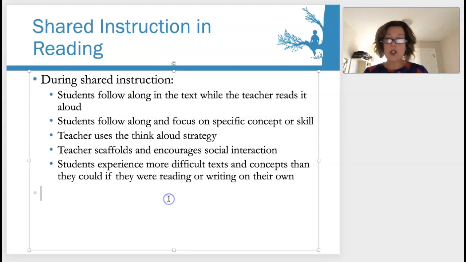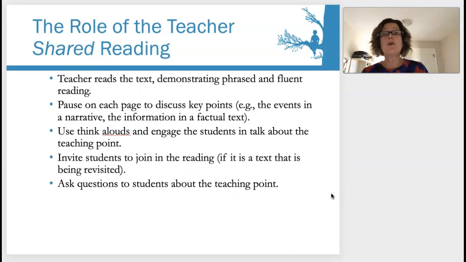Okay, there we go. The role of the teacher during the shared reading time. So this is, again, the teacher reads the text, demonstrating phrased and fluent reading. So you might have read it in model time, done some think alouds, and now you might read it again in the shared reading time.